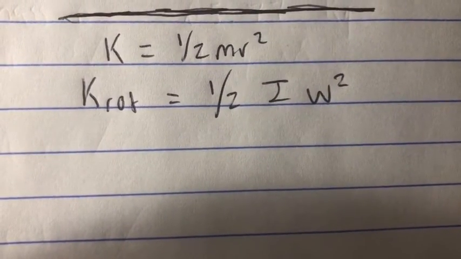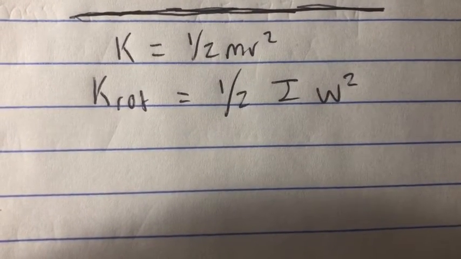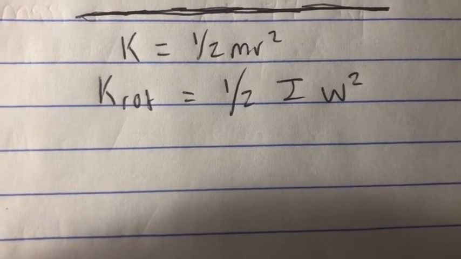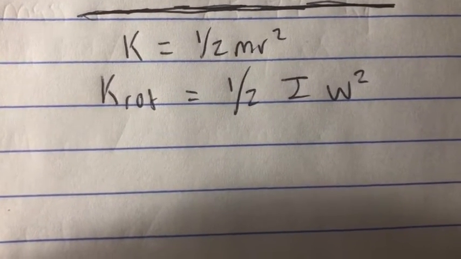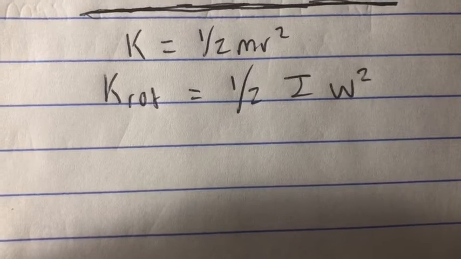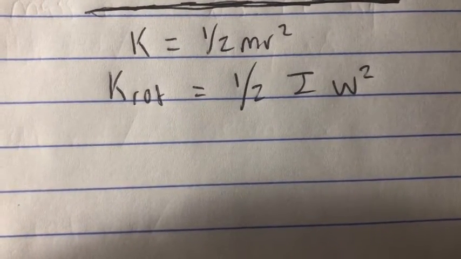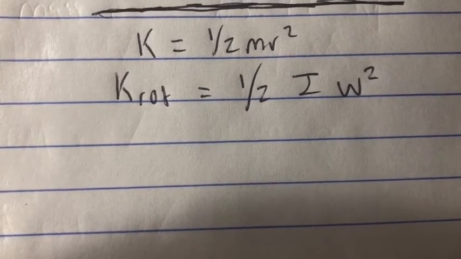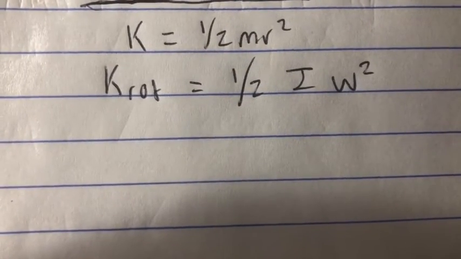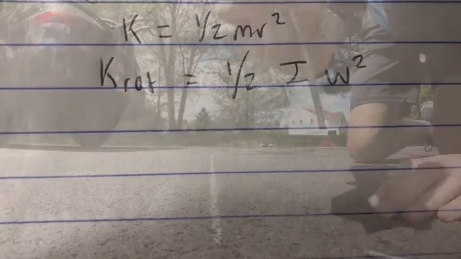So these are the two energy equations that we would be using if we were trying to use conservation of energy. For the top one, this is the kinetic translational energy. For this, you need the mass and the velocity in order to find the kinetic energy. For the bottom one, it's the kinetic rotational energy while the bike is rotating. For this one, you need the moment of inertia and the rotational velocity.